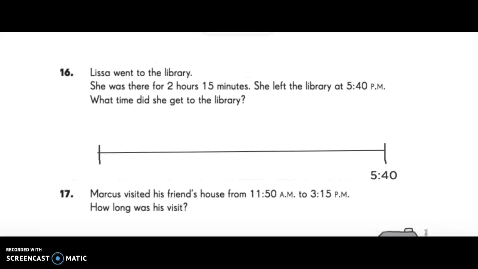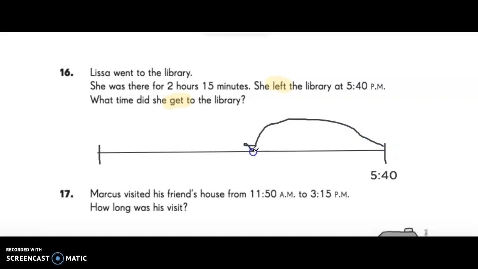Number 16, Lisa went to the library. She was there for 2 hours, 15 minutes. She left the library at 5:40 p.m. What time did she get to the library? So they're telling us what time she left, so that would be our end time over here, and we need to figure out her start time. So she was there for 2 hours and 15 minutes.